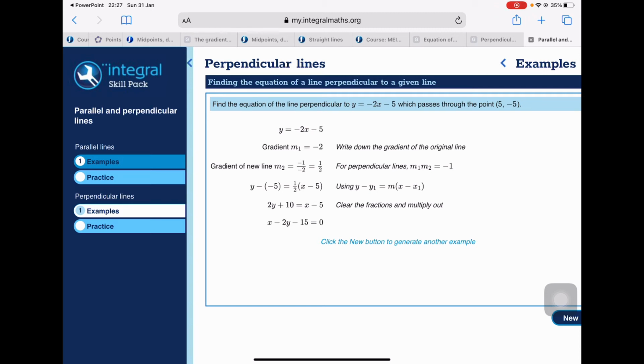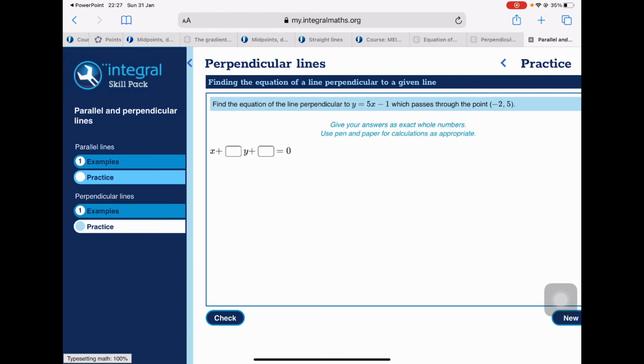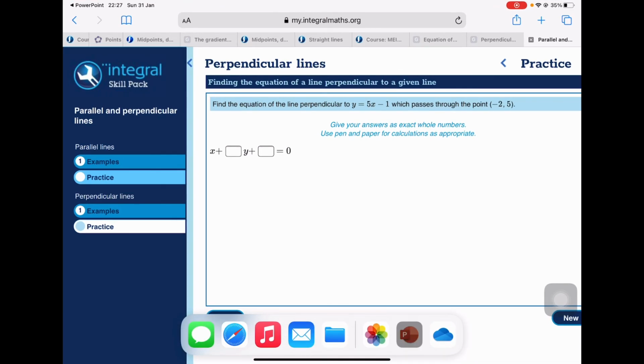It's fine to write it in the ax plus by plus c equals 0 form as well. But of course, in an exam, they'll ask you for which form they'd want the equation in. So have a go at these practice questions. Then when you are done, come back to our lesson.